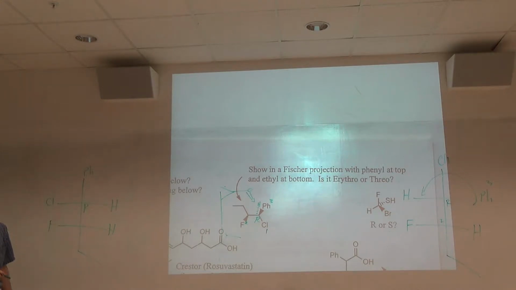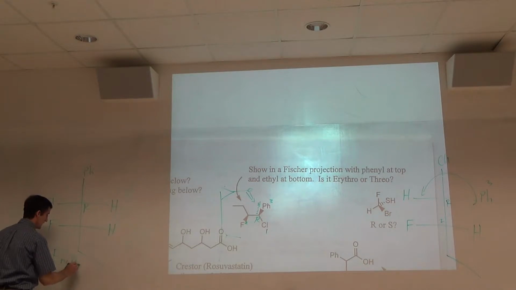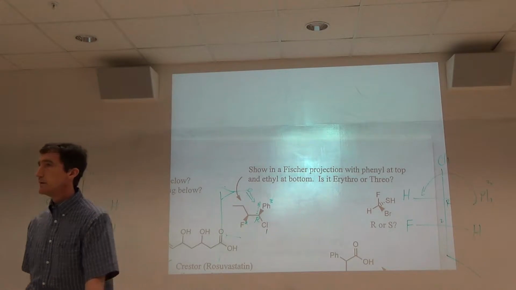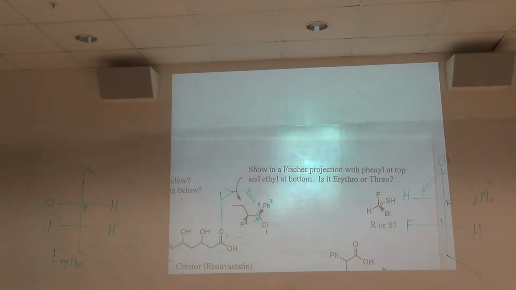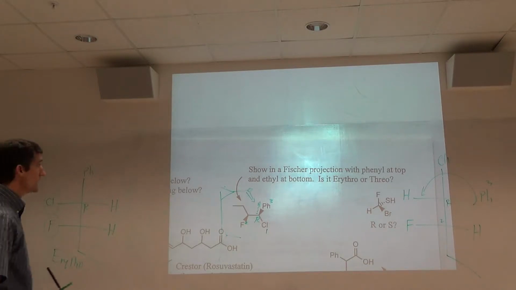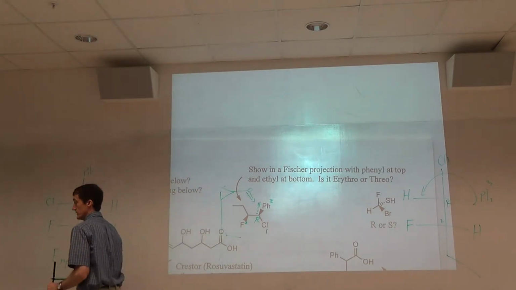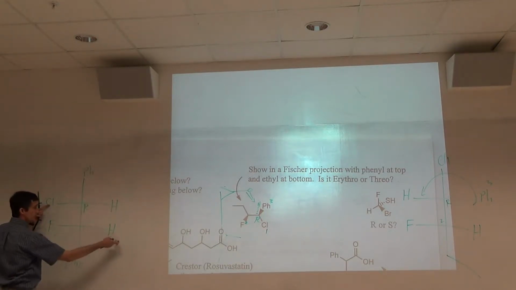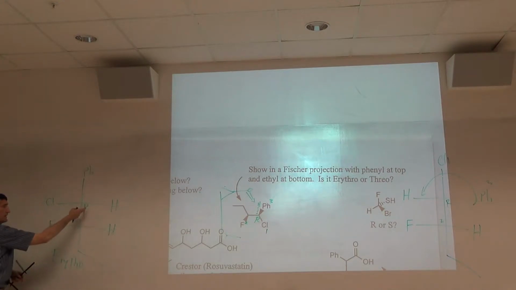You can check that. Now we have it in the Fischer, and the answer is what, Barbara? Erythro. Because the high priority groups are on the same side. Sounds like Z. That's the same side, but that's alkene stuff. It's erythro. Okay? Erythro and threo are diastereomers. Because if the Cl was here and the F was over here, it would be like, this may be RR and the other would be RS.